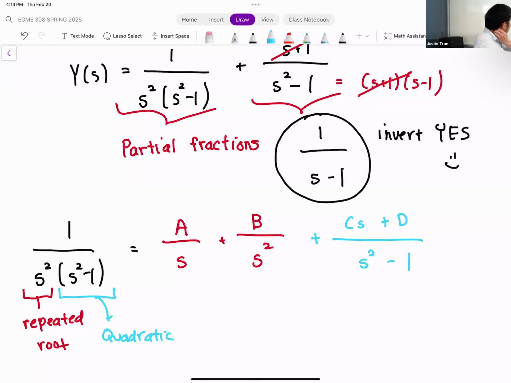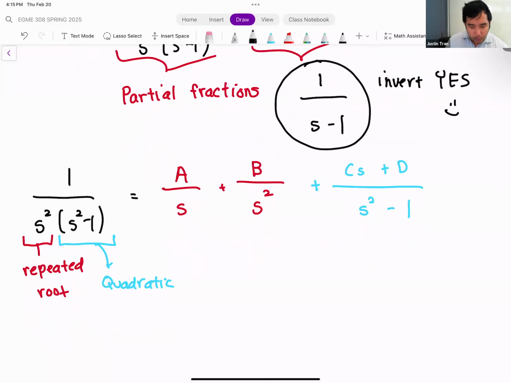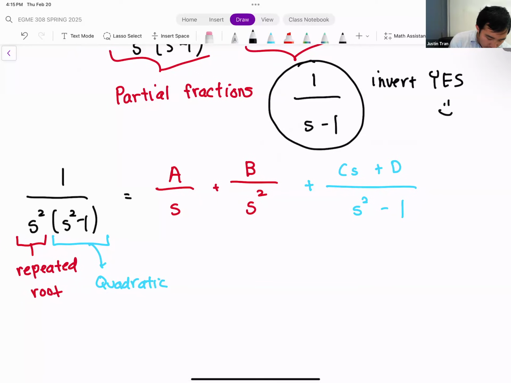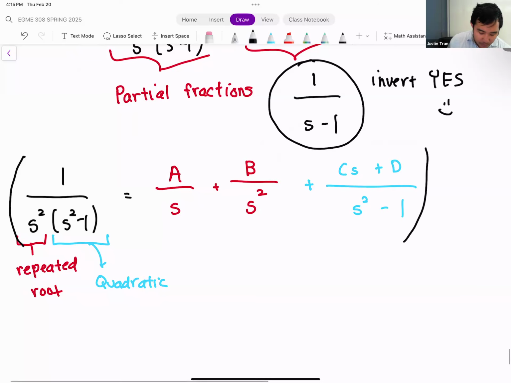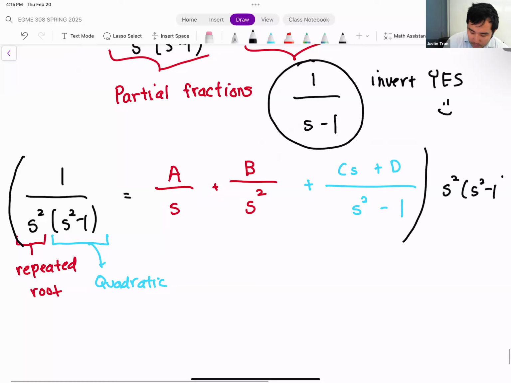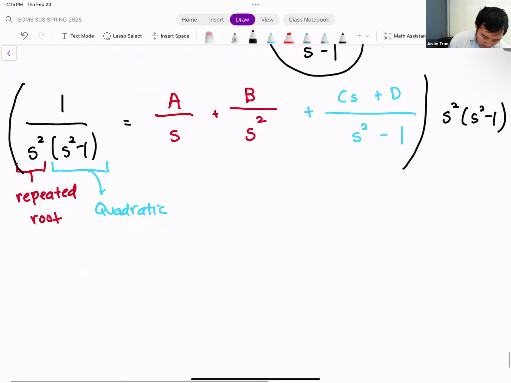So we started with a relatively simple term, but a four-term partial fraction decomposition is not trivial. This is not usually a comfortable thing to do. But let's start solving this, because we want to solve for the values of a, b, c, and d. First, let's multiply this entire expression by the denominator, s squared times s squared minus 1.